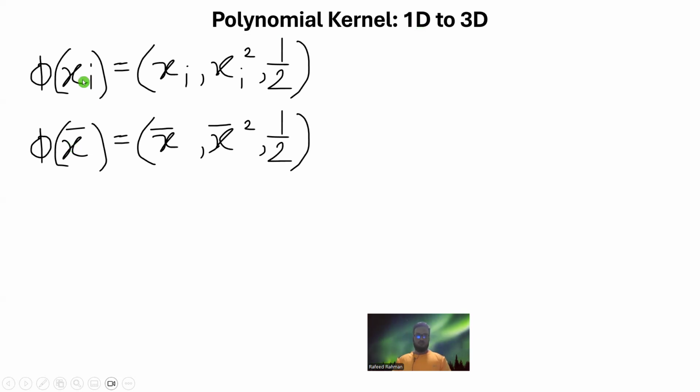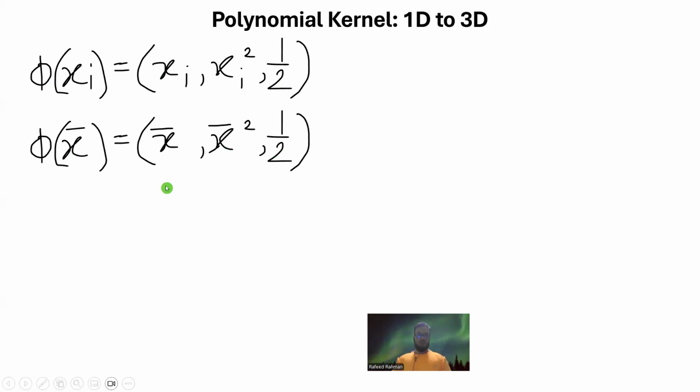So xi is one feature of the sample xi. So we are assuming that it's a 1D feature. And then we have x bar, which is one feature of the sample x bar. What phi does is it performs this transformation. It makes xi into xi square, half, and it turns x bar into x bar square, half.